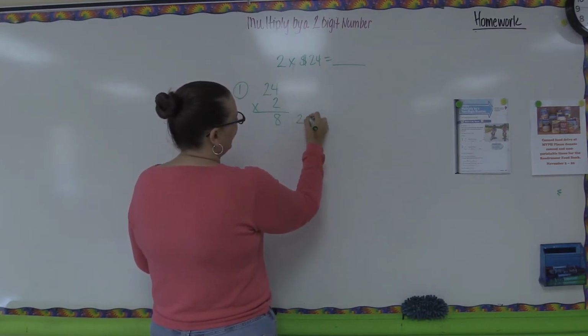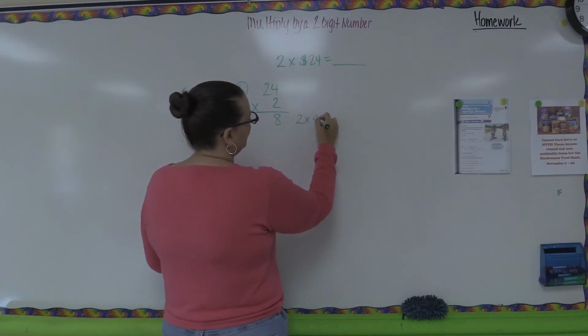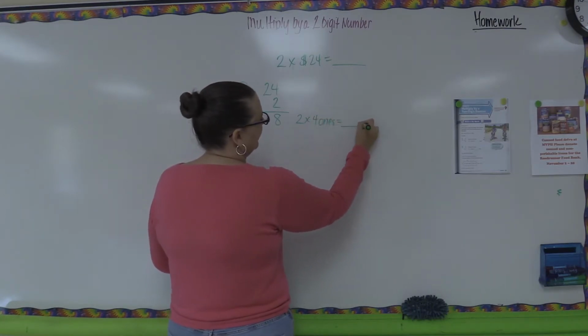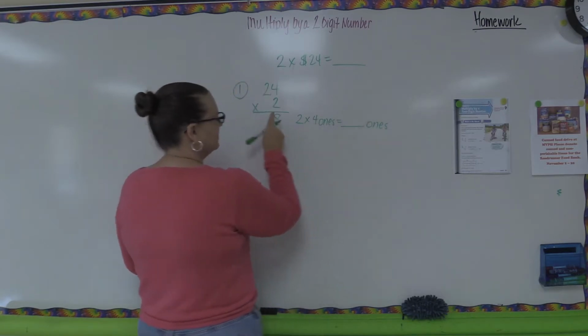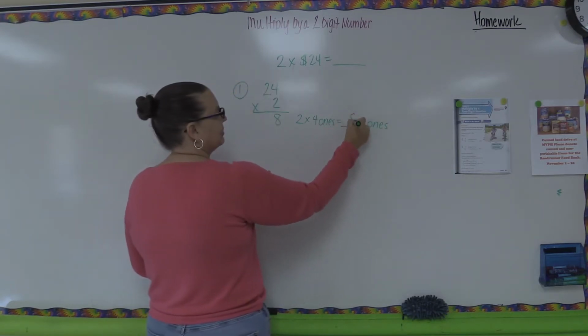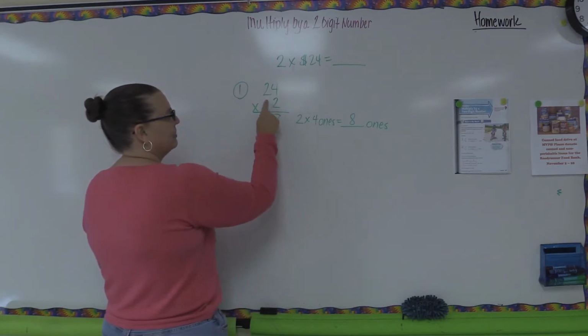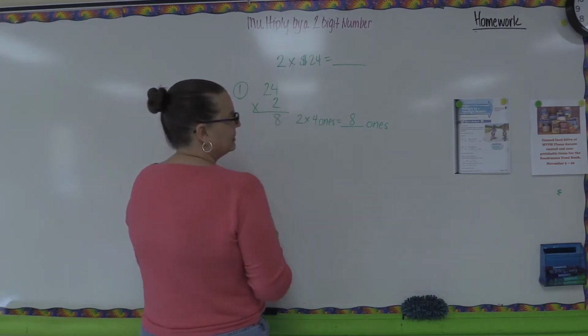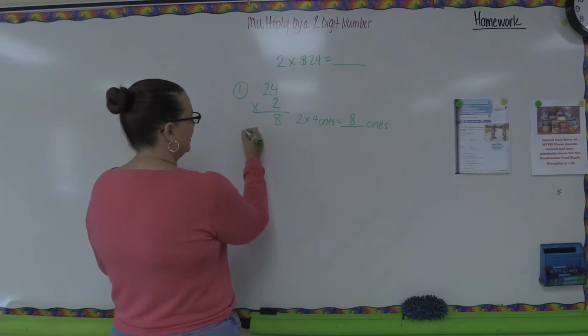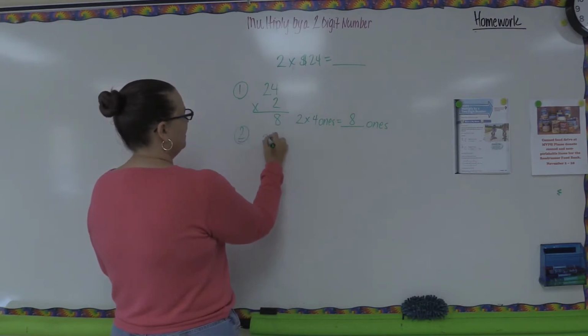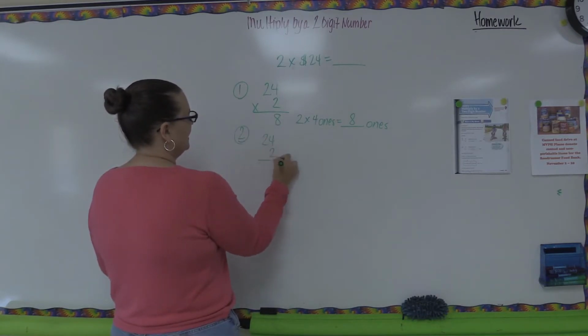And on your paper it actually shows you 2 times 4 ones is equal to how many ones? Well, 2 times 4 is 8. So we can put our 8 right there. The second step is to take this number and multiply it by the 10s. So this time we're going to be coming down here for number 2. It's the same problem, but it's going to be the next step.